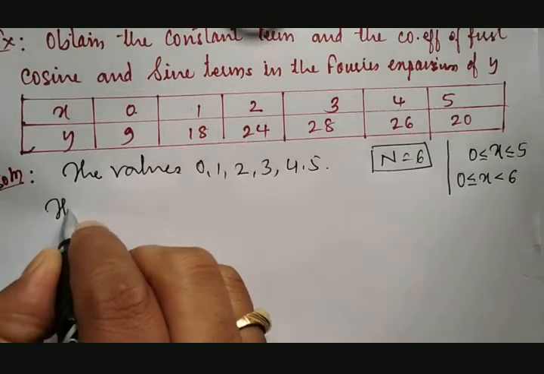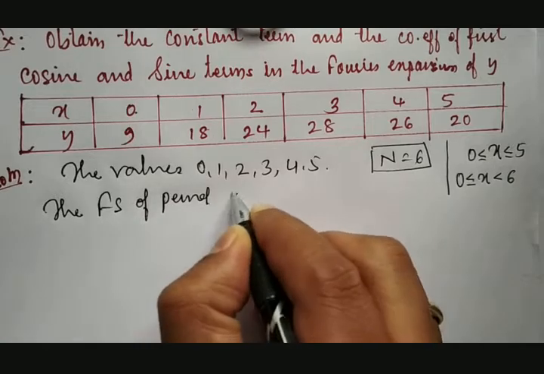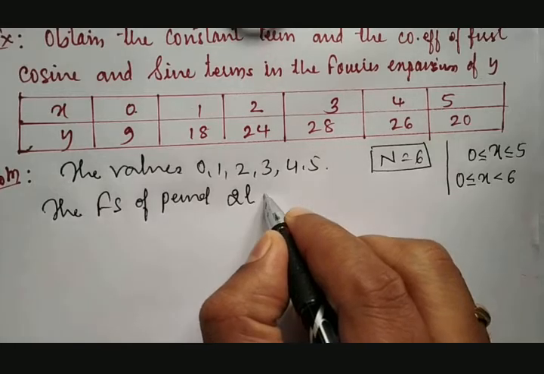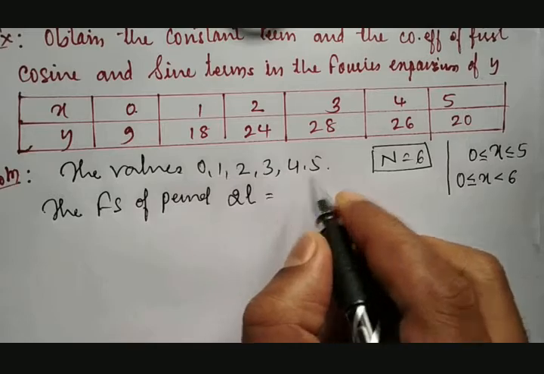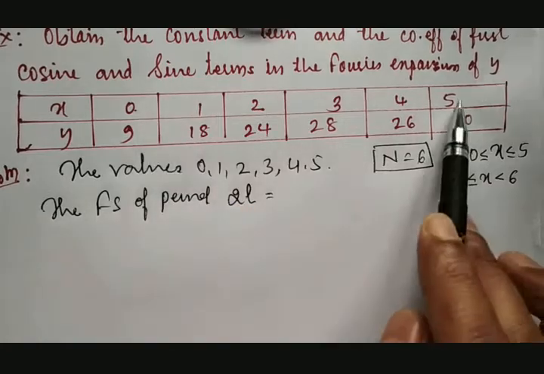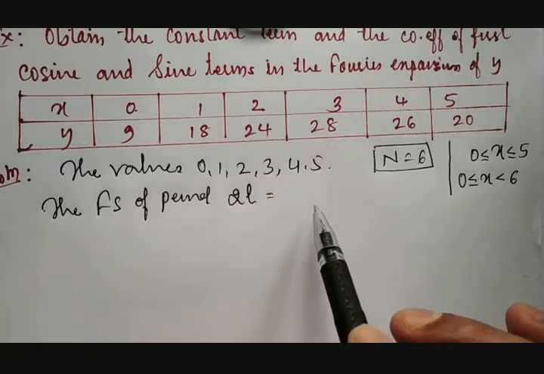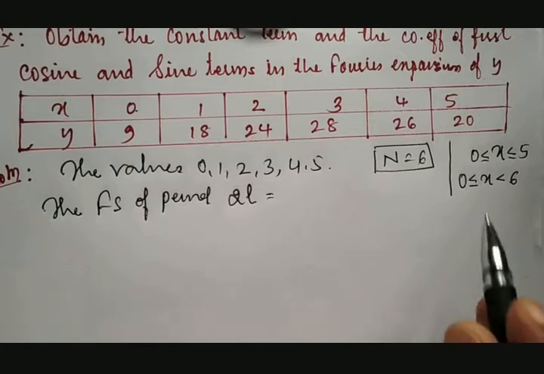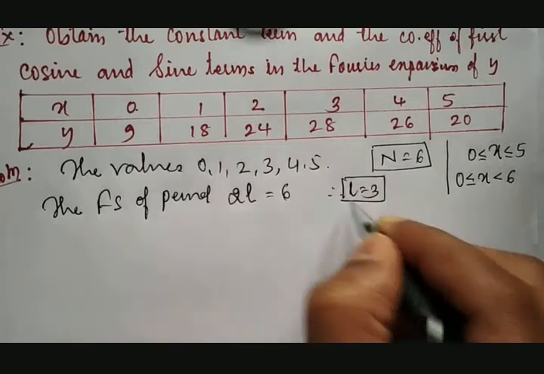And here the Fourier series of period 2L, because there is no pi concept, it is 2L. 2L means final minus previous. Why I have taken 6, I'll tell you. If I had taken 5, then the final minus previous, 5 minus 0, will be 5, and 5 divided by 2 will be 5 by 2, so that becomes a fractional value. To avoid that, if you take 6, it will be easy for calculation. So here it is 6. Therefore, L is equal to 3.